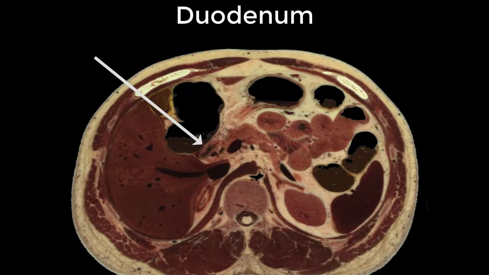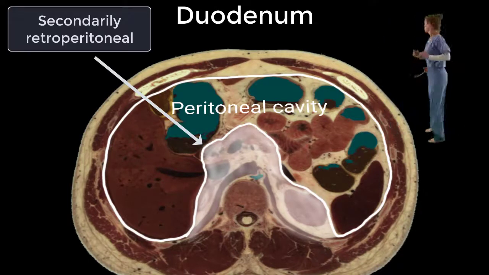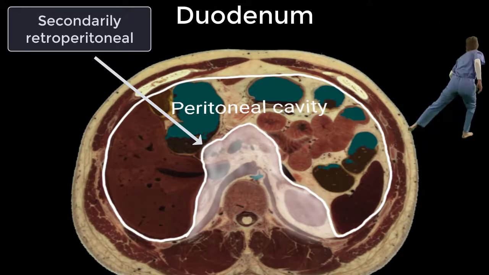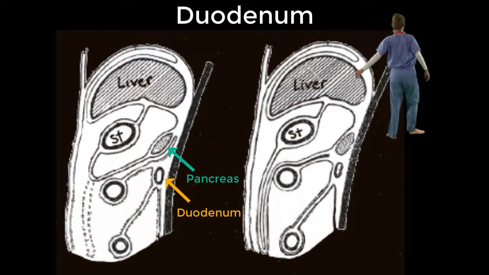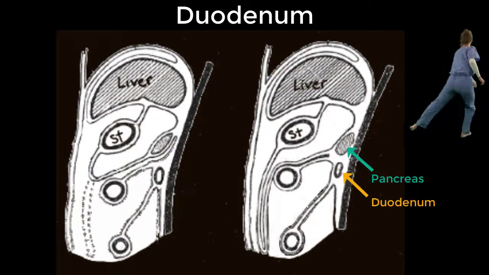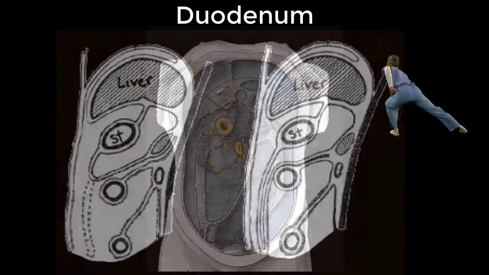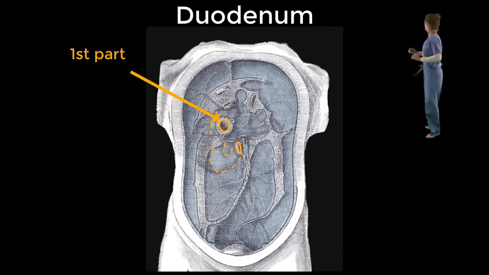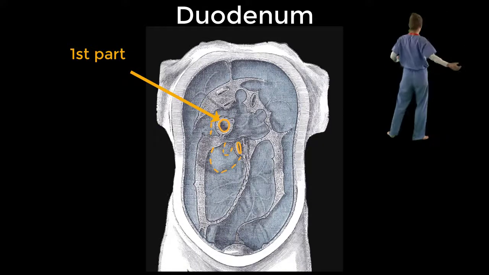Duodenum. Secondarily retroperitoneal. The duodenum forms a C shape around the head of the pancreas. So as the pancreas rotated and became pushed up along the posterior abdominal wall, the duodenum did too. This is with the exception of the first part of the duodenum, which remains intraperitoneal.